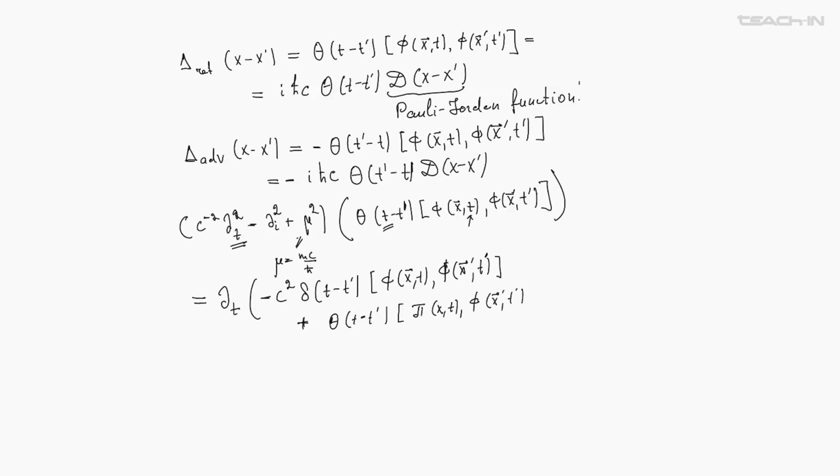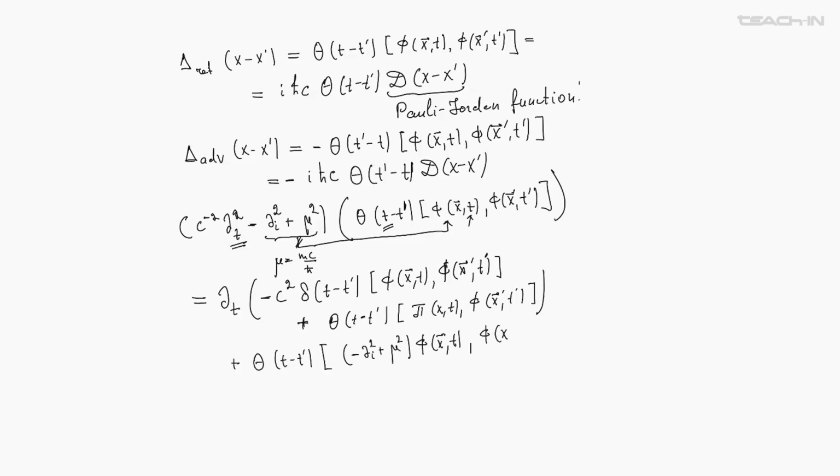Then we have this part of the Klein-Gordon operator, which straightforwardly goes inside the bracket and acts on the field phi. These are derivatives with respect to spatial directions. So what we get here is theta function of t minus t prime, commutator, and then minus the spatial derivative squared plus mu squared, acting on phi at x, t, and then phi at x prime, t prime.